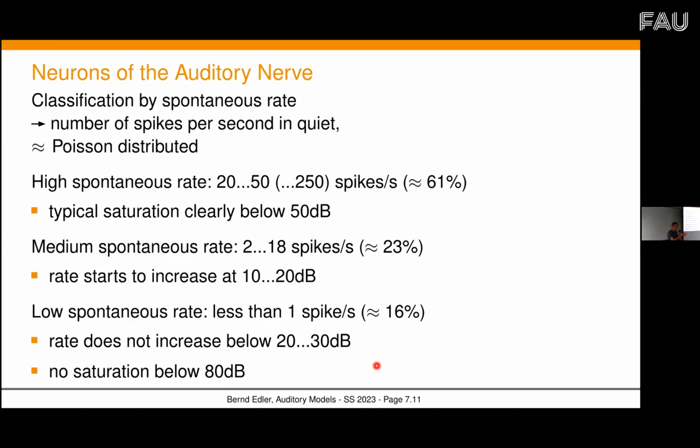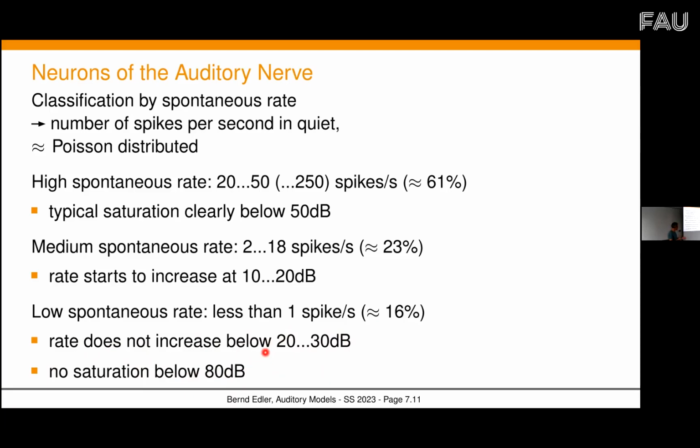Of course, they don't all have exactly the same limit, but the range of where they start increasing their firing rate is in that range. And on the other hand, they don't saturate below 80 dB, so they would also not directly go into saturation, but would show a quite significant change depending on the level, up to 80 dB.